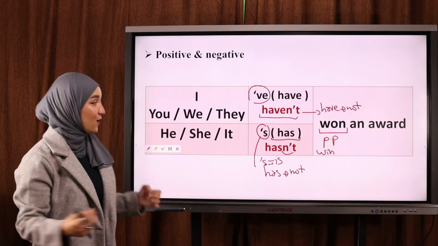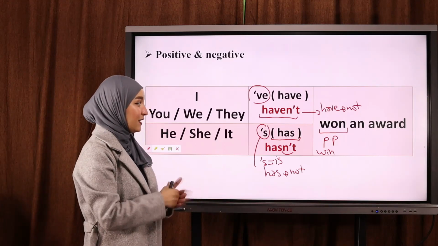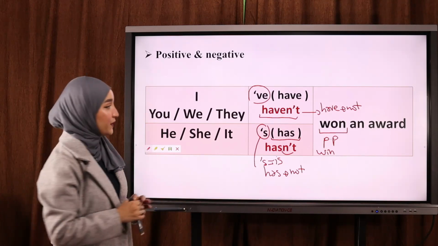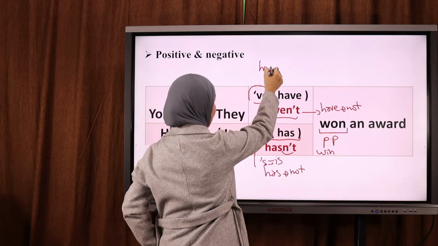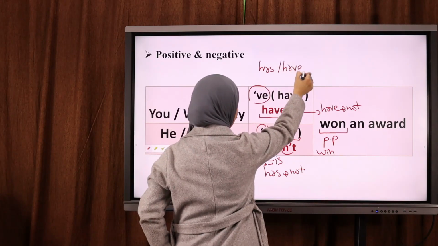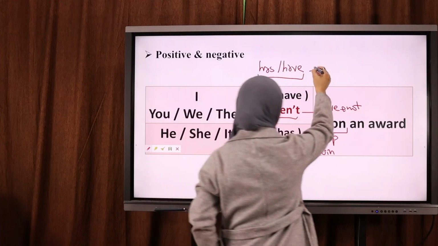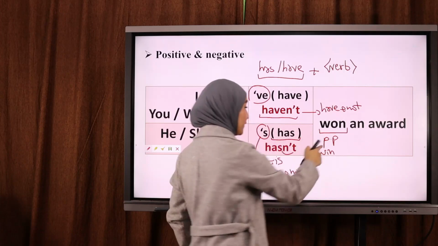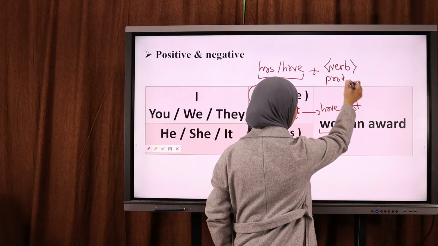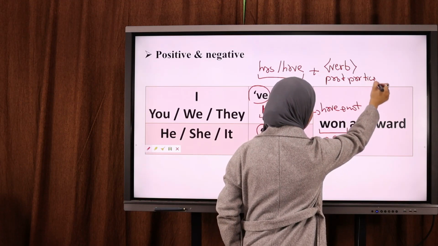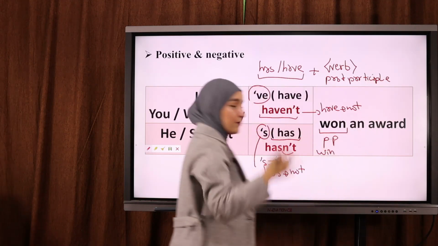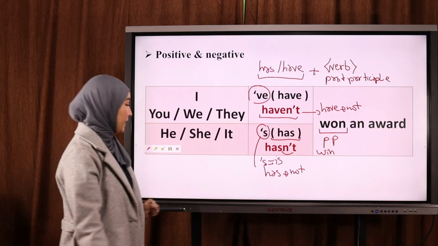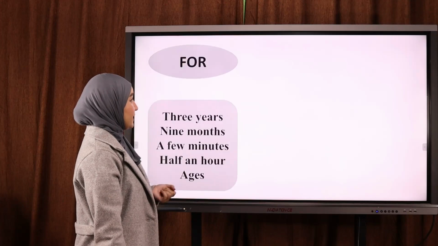The conjugation, this is how we conjugate. It's just have or has, the auxiliary, plus the main verb, not the base form of the verb, the verb in the past participle. That's it. Plus the object of the sentence. So this is how we conjugate the verbs in the present perfect tense. Let's take a look at the next slide.